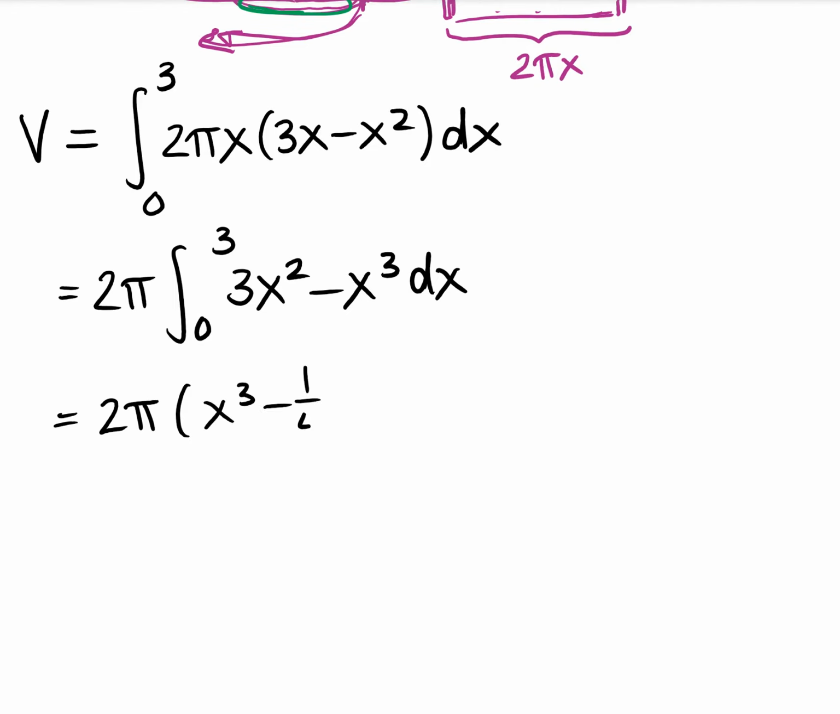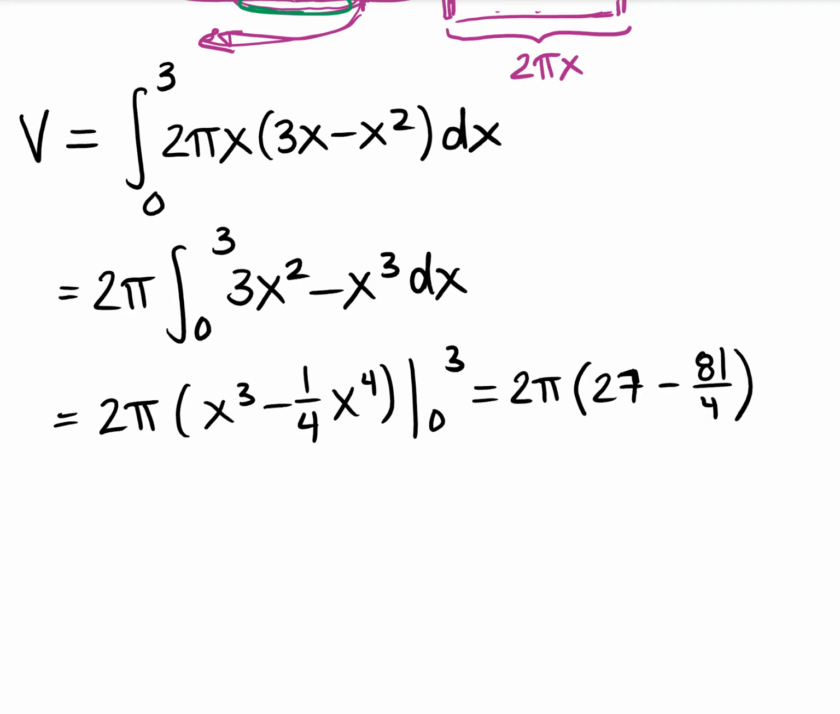Just like you saw with discs and washers, the hardest part about these is just going to be actually setting up the integral. So I get 2 pi times, let's put in the 3, that's 27 minus 81/4, I think. I don't know what that is exactly. And then when I put in the 0, sure enough, I do get 0.